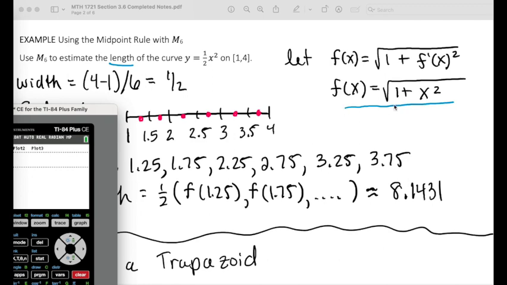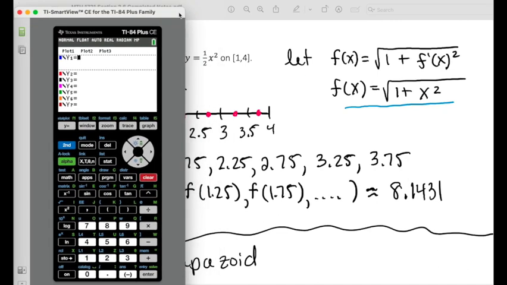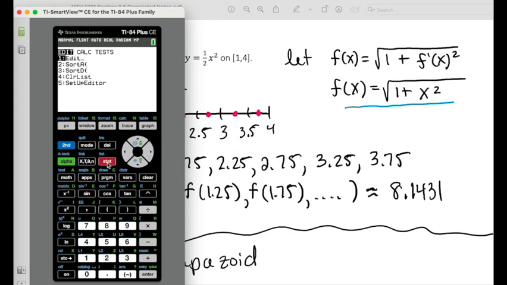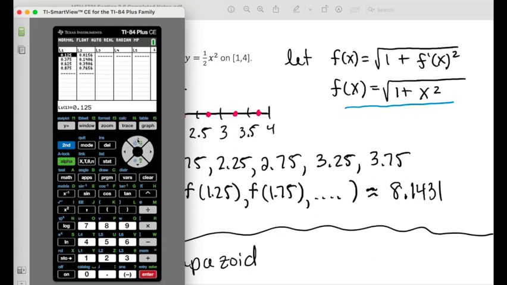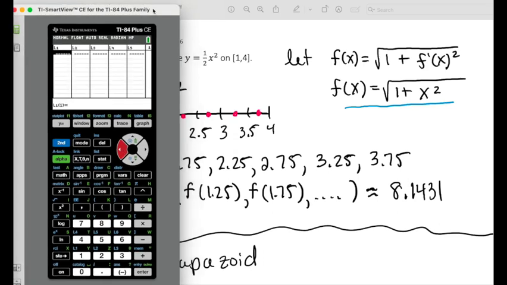The function that we're using is the square root of 1 plus x squared because we're trying to find the arc length of 1/2 x squared. So I'm going to put that in here in my y equals for my function. Then I'm going to go to stat and edit. I'm going to clear out what I have in there. So I'm going to highlight my L1 and hit clear, enter. And I'm going to come over here, highlight my L2 and hit clear, enter. So now I can start over from scratch.